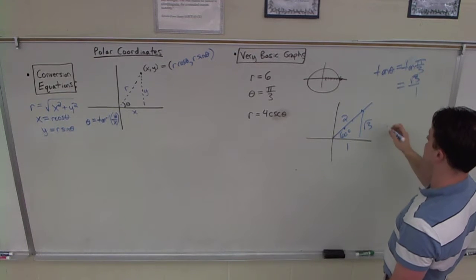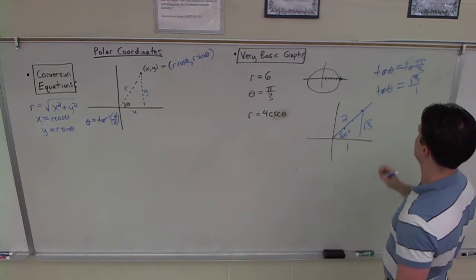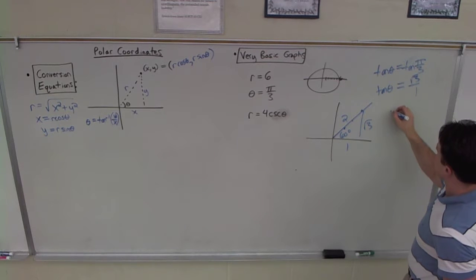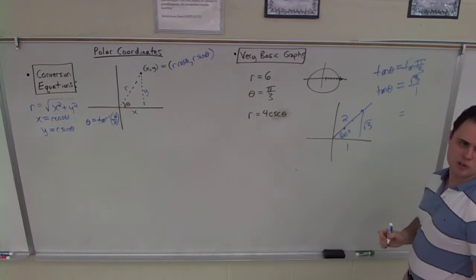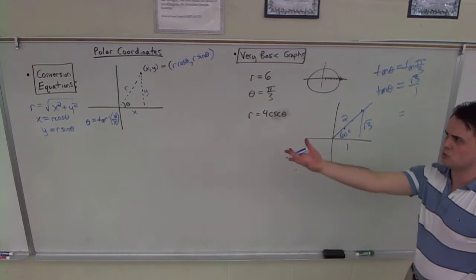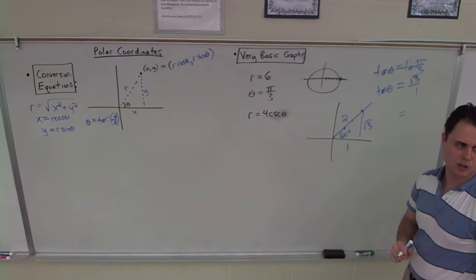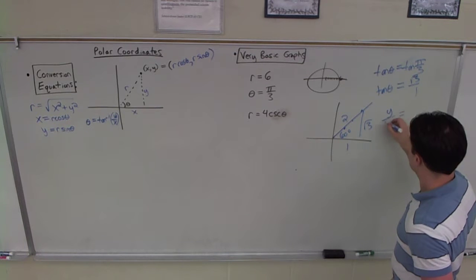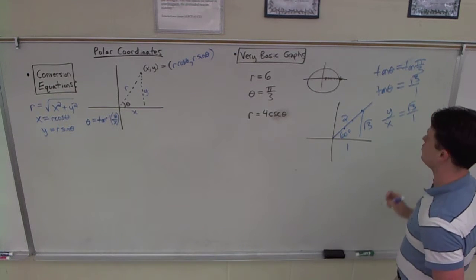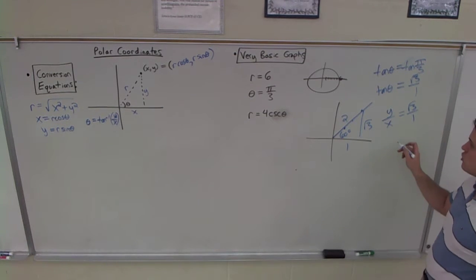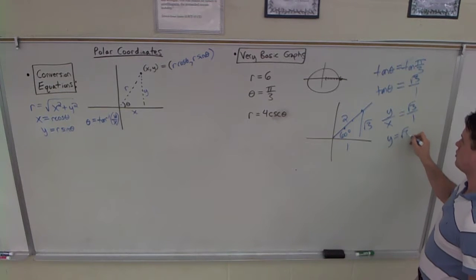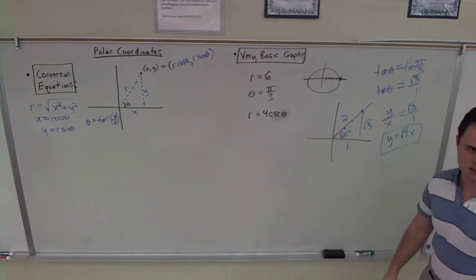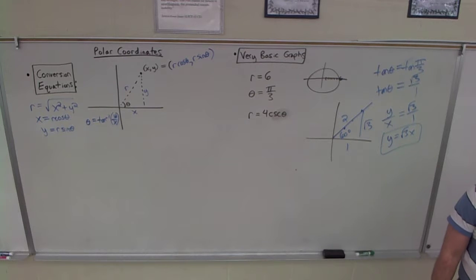Opposite over adjacent. So that says tangent of theta equals square root of 3 over 1. What's tangent of theta equal to from our conversions over there? Y over x. So it says y over x equals the square root of 3 over 1. If you want to change that to a line, then multiply by x. The slope of your line is square root of 3. So that should make sense.